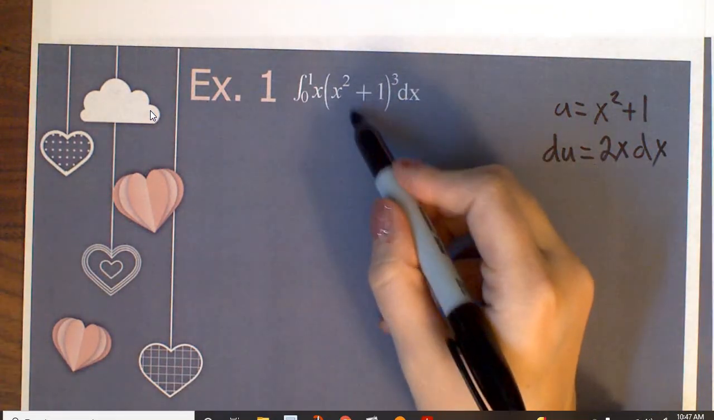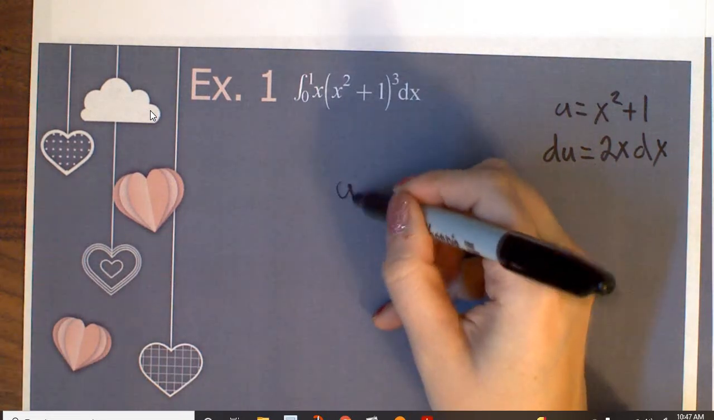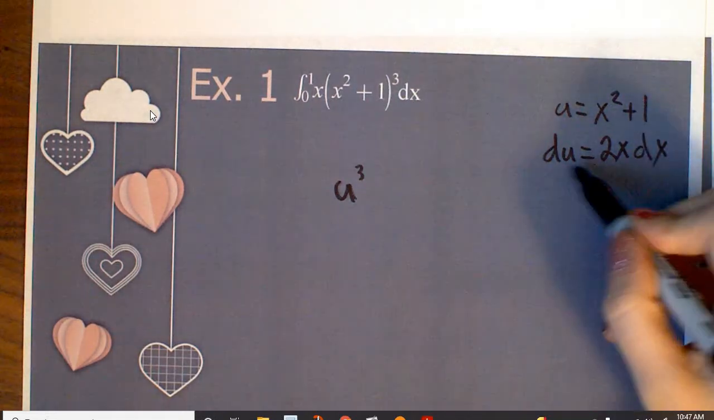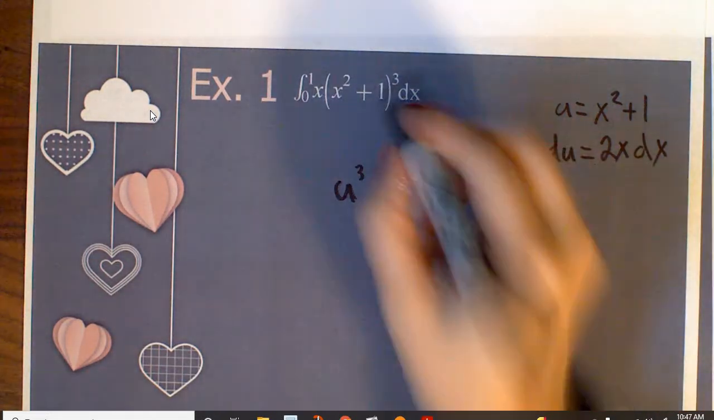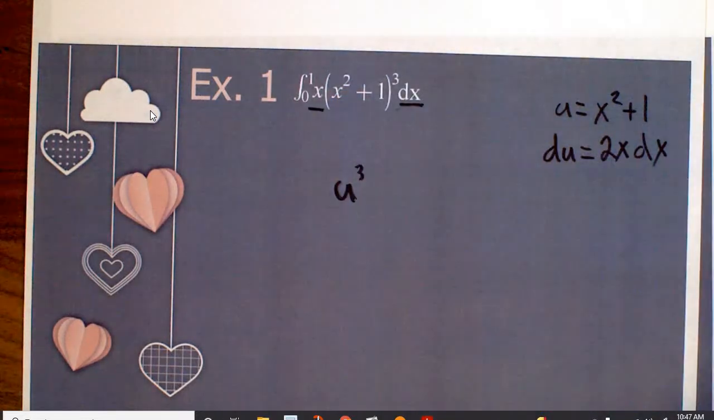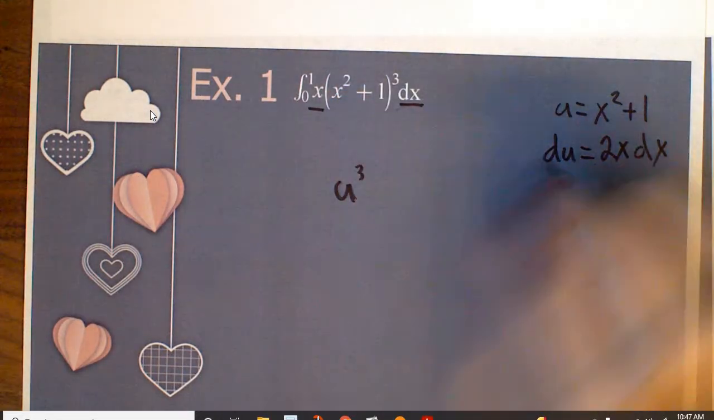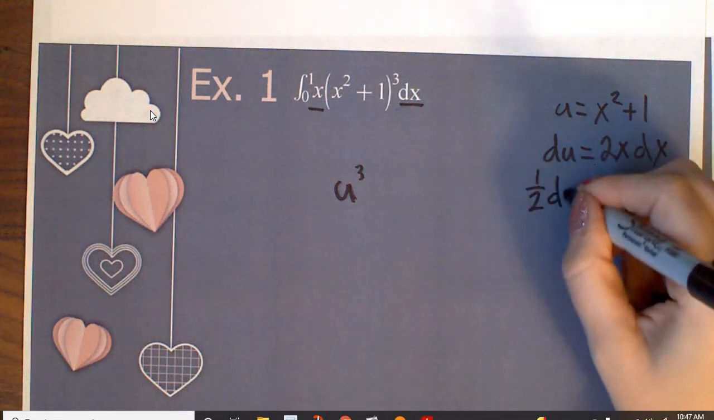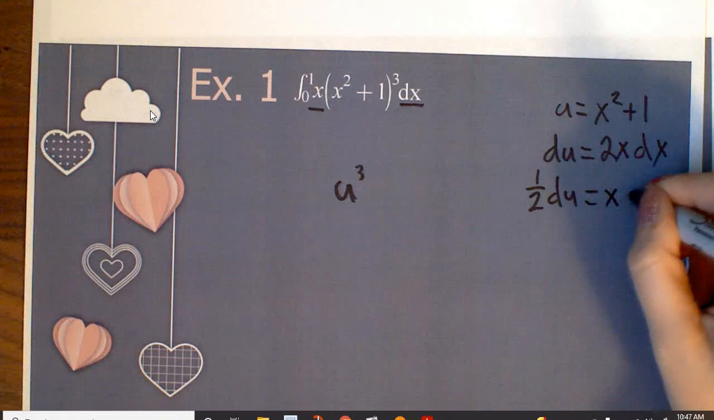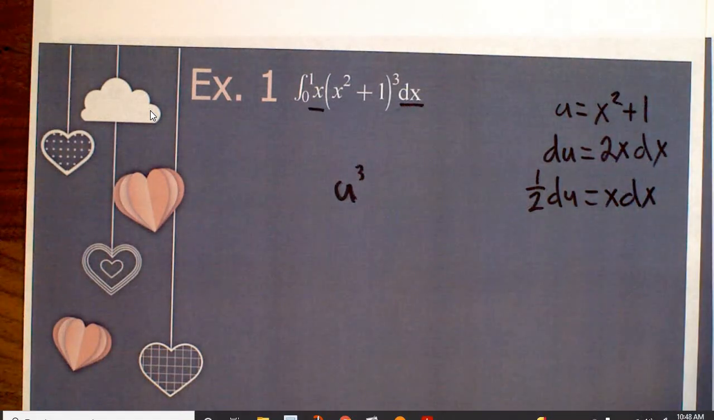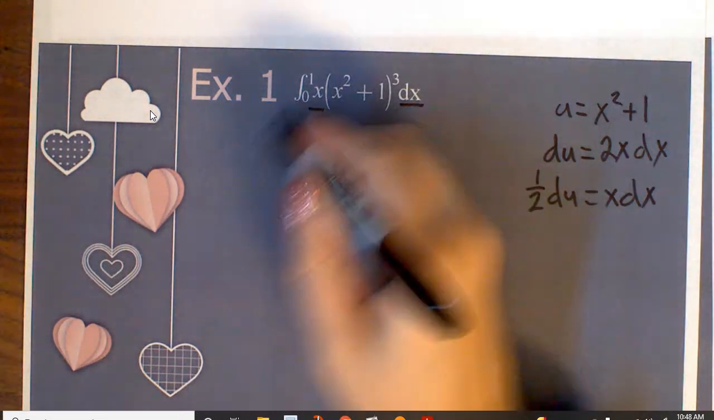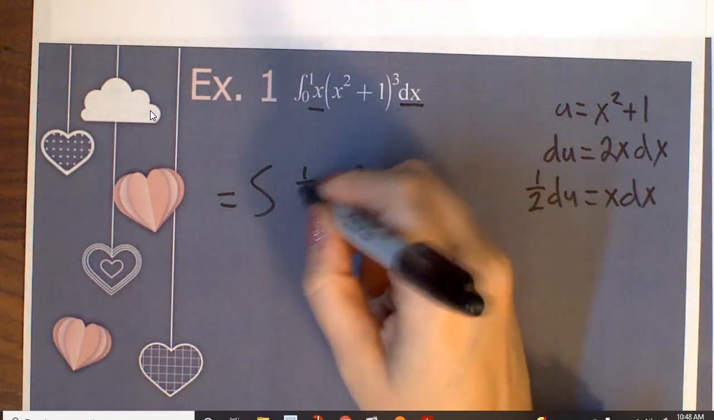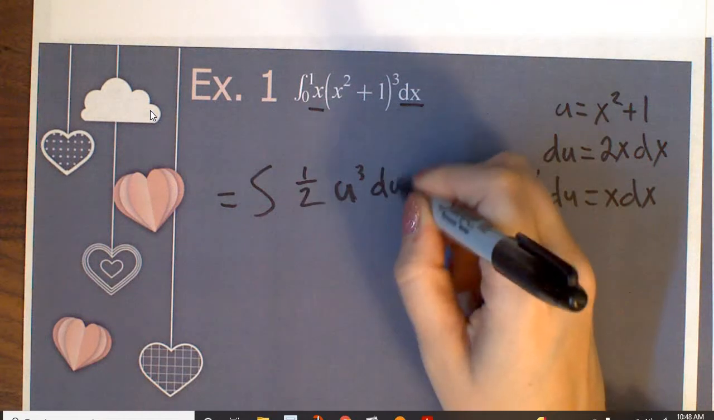So again, remember that here I'm going to have U cubed. My dx is going to become my du, so that's good. And my x is taken care of, but I don't have a 2 in my integral, so we need to move that to the other side. So I divide by 2. So we end up with the integral of 1/2 U cubed du.